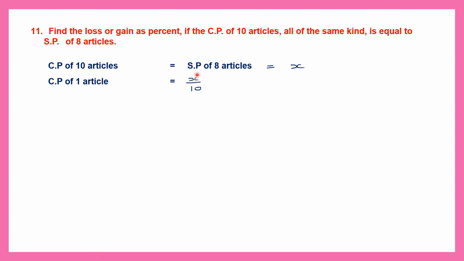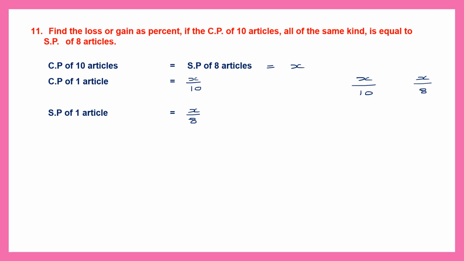Similarly, the selling price of 8 articles is also X, isn't it? So we can find the selling price of one article, that will be X divided by 8. So here we know now the cost price is X by 10, selling price is X by 8. Now, which is more? Is selling price more or cost price more? So let's find that out. So for that, we're going to work it out here for you to find out which is more, X by 10 or X by 8.